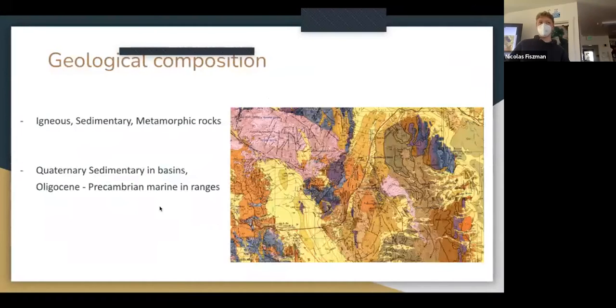So that leads into the geological composition of the province, basically what kinds of rocks it's made of. It has all three types of rocks in it: igneous, sedimentary, and metamorphic.